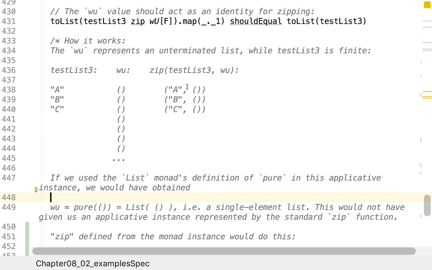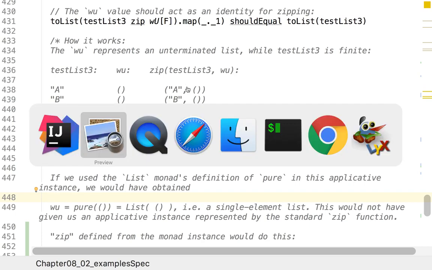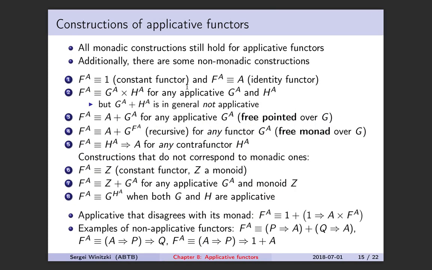And so this is an example where the standard zip function, which suggests an applicative, disagrees with the monad, which is also standard for lists, a standard flat map. It disagrees with that. But actually they're both useful in different contexts. So this is exactly the kind of example I was talking about.